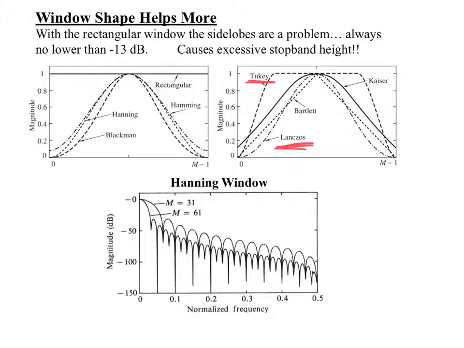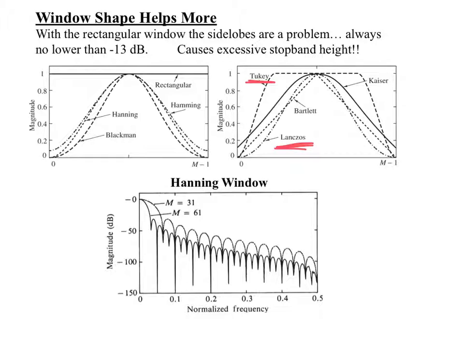The plot at the bottom shows the Hanning window for M equal to 31 and M equal to 61. So M here is the length, not the order. This picture is from Proakis and Manolakis. Okay, so it just gives you an idea of pushing down the side lobes, but also increasing the main lobes.